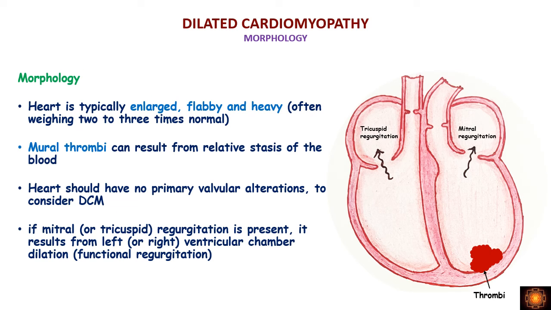Now that was all the causes we have seen. When we see the morphology of dilated cardiomyopathy, the heart is completely dilated and flabby, and because of the dilatation of the chambers, even the valves cannot close properly, so there can be regurgitation. The patient can have tricuspid regurgitation and mitral regurgitation. And because of stasis of the blood, because the contraction is not normal, there can be mural thrombi.